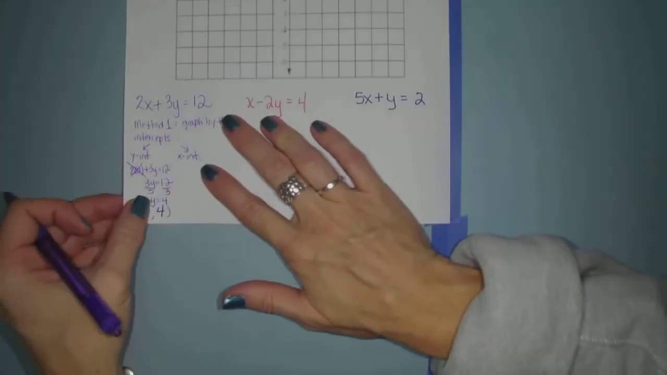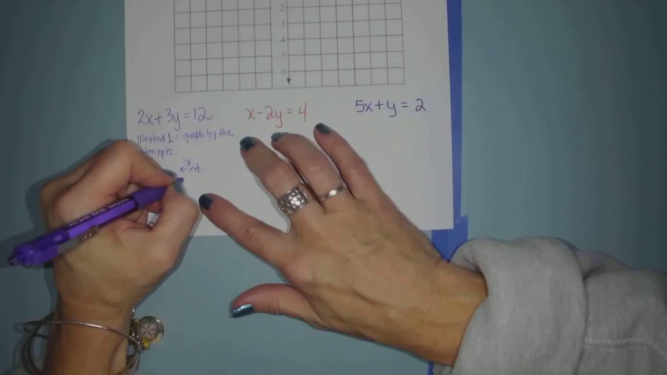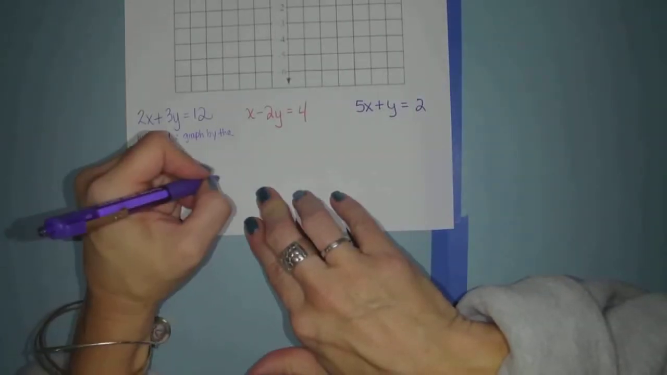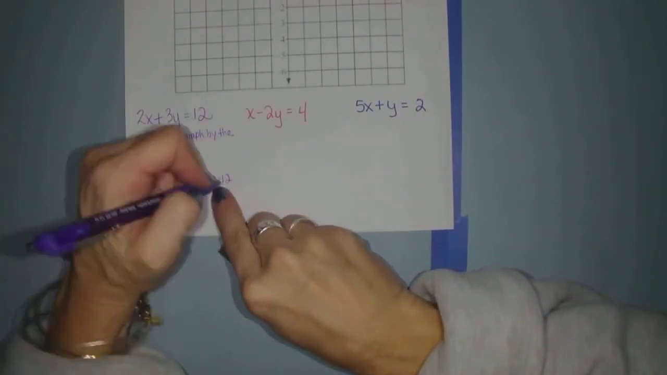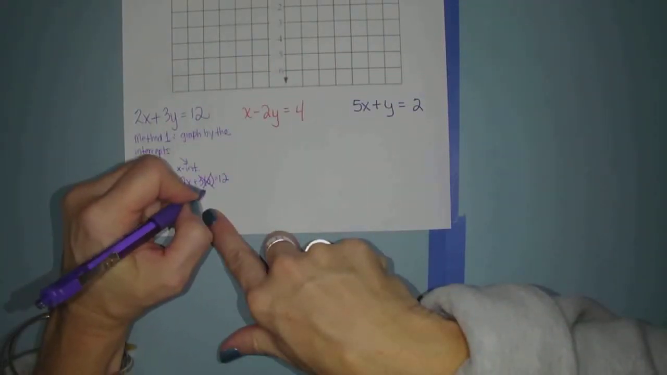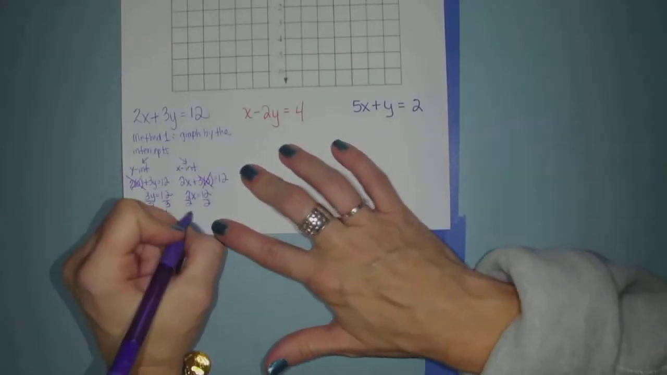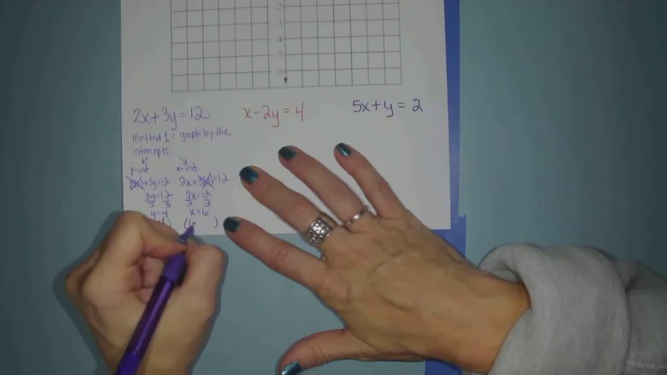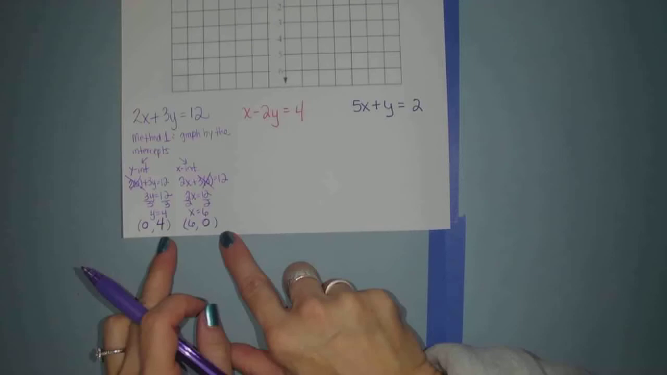Now, the x-intercept, the exact opposite. We're going to let y be 0. So 2x plus 3 times 0 equals 12. Again, the 3 times 0, poof, gone. That's 0. So I just have 2x equals 12. When I divide by 2 on both sides, I get that x is 6. So when x is 6, y was 0.